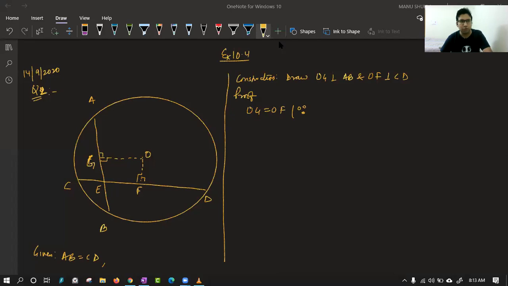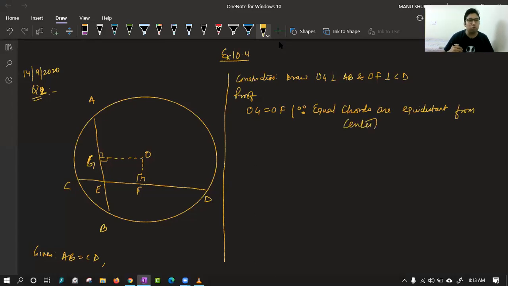Now it's fine. Okay, so equal chords are equidistant from center. Class, I want full participation. All of you, please try to write whatever you understand.